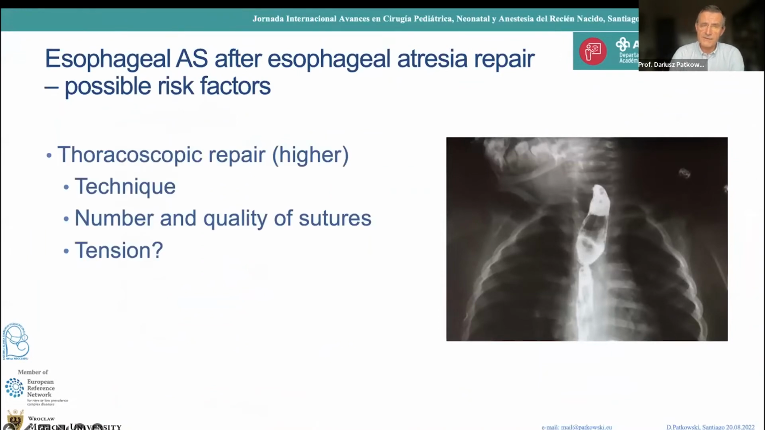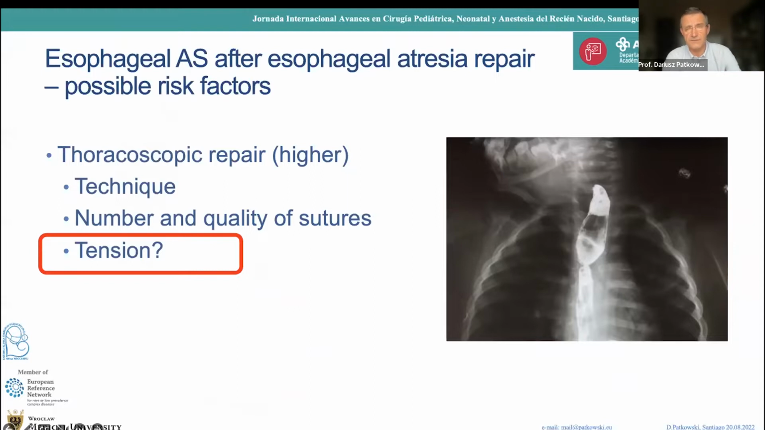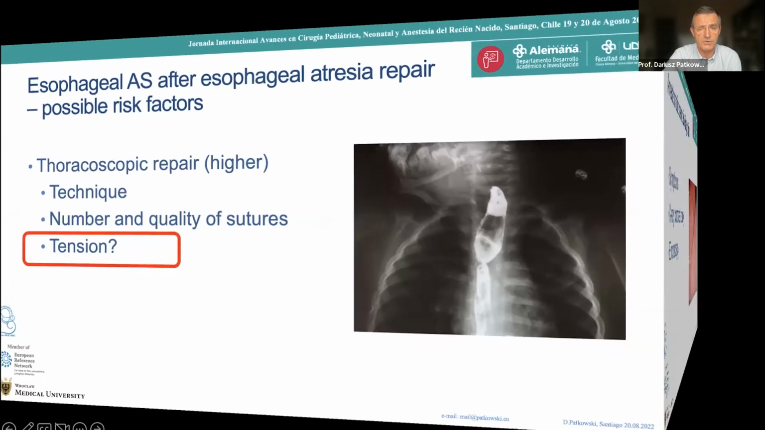Other possible factors: some people say that thoracoscopic repair has a higher stricture rate. I think that it's not because of the technique, but maybe because of the experience and also because of the tension. With thoracoscopy we can see more, and we can make an anastomosis even under really considerable tension. So maybe this is the risk. Probably in open surgery, you couldn't do such an anastomosis as you can with the thoracoscopic approach.